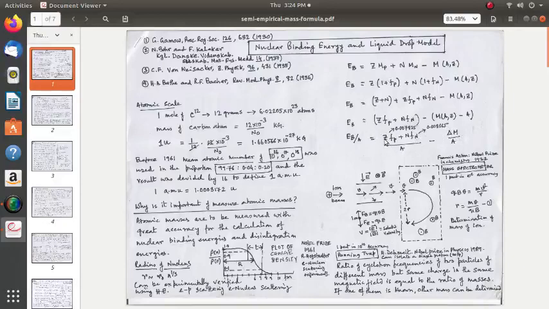This is all known. Z is known for a given atom, N is known, and fp and fn are known to be 0.007825, that is how much Mp differs from unity, and 0.008665, that is the amount by which Mn differs from unity. This is a known quantity, and this is the packing fraction. So binding energy is closely related with the packing fraction.